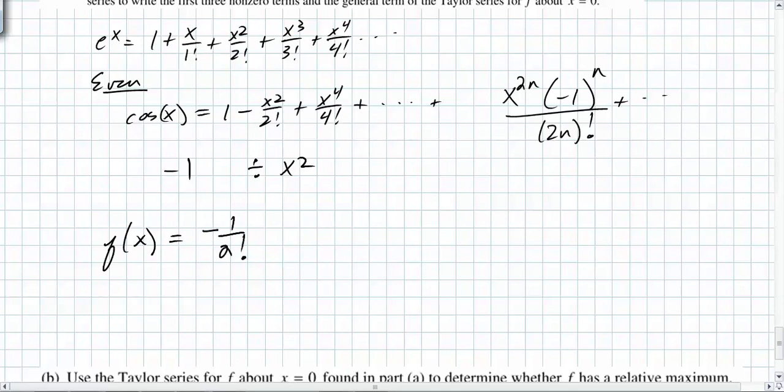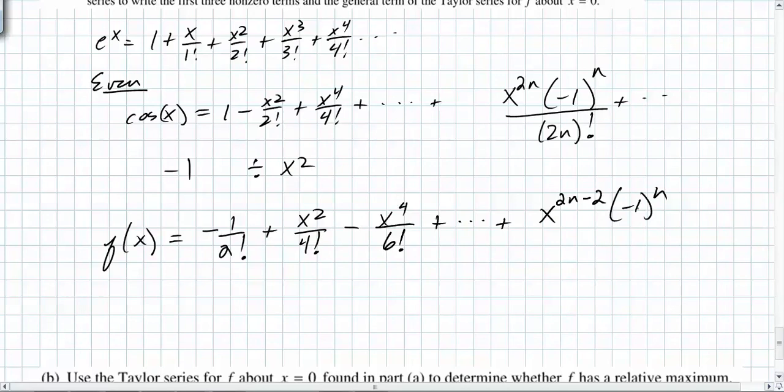Negative 1 over 2 factorial plus x squared over 4 factorial minus x to the 4th over 6 factorial, right? It's going to be 2 greater, plus, what does it become? X to the 2n minus 2, negative 1 is still there to the n all over 2n what? Factorial. Negative 1 to the n minus 1, because the sign, you're right. Plus 1 or any odd number. Does that make sense? Is that good?